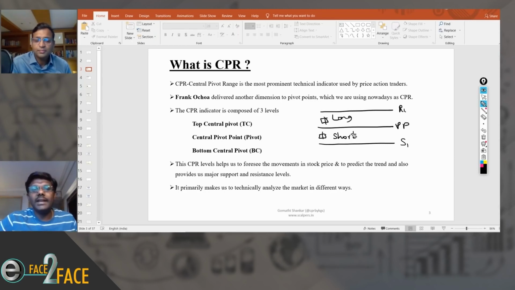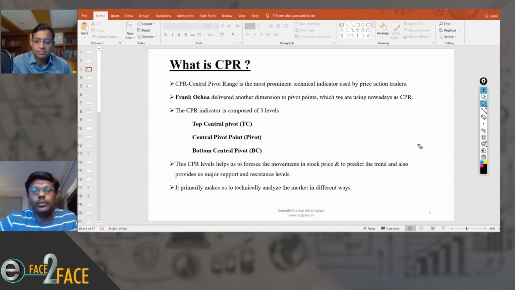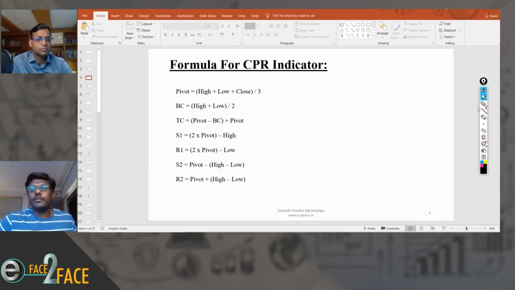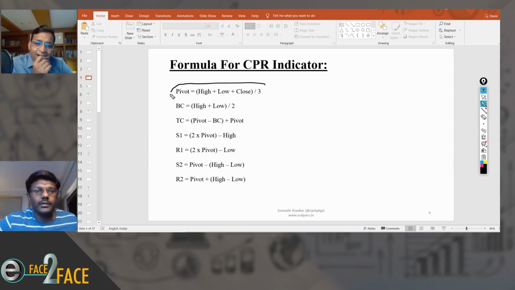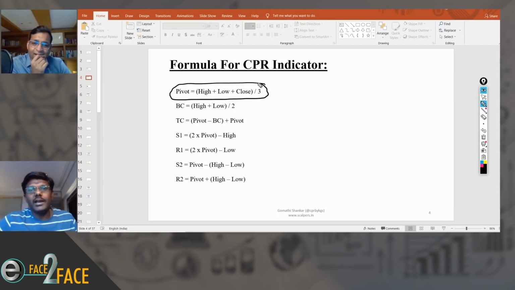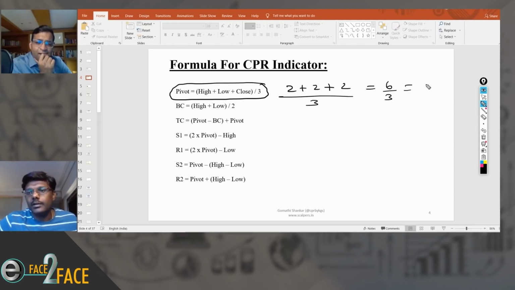Okay, pivot is a median line which we use to understand the direction of the market. Pivot is basically a formula. Let me show you the formula of CPR initially, so that it will be easy to show you the pivot point. So this is called the pivot. This is the formula. Based on previous high, previous low, as well as previous close, we are deciding a level for tomorrow's market. Let's say, for example, I'm getting 2 plus 2 plus 2 divided by 3, and I'm getting an answer of 2.